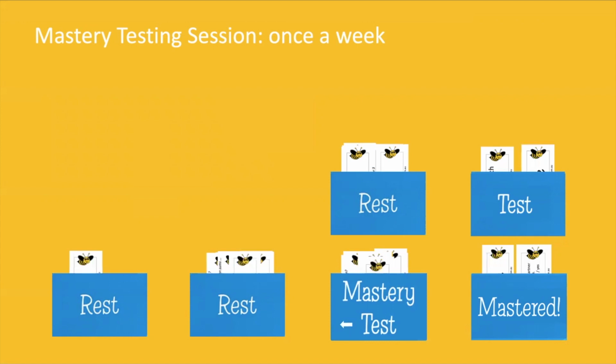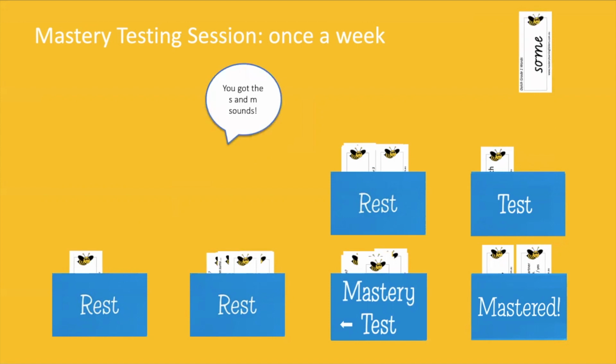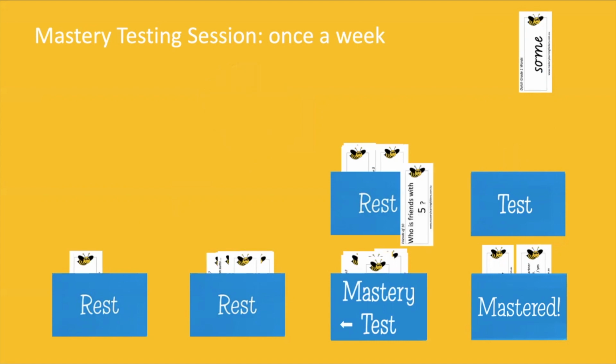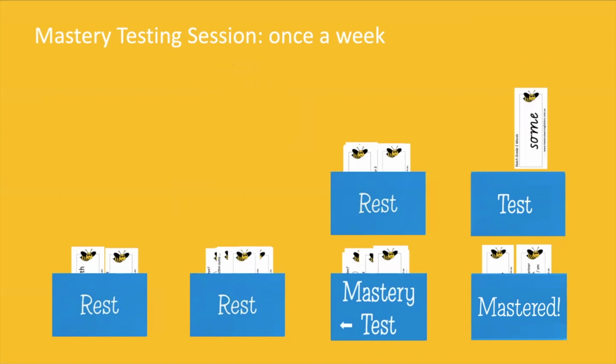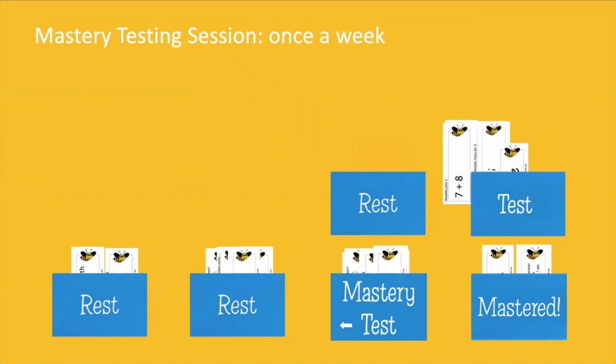The division fact was remembered. It moves forward. The sight word wasn't, so you could talk about the fact that some parts of the word are phonetic, some parts are not. And who is friends with 5 was recalled. So the incorrect flashcard goes back to the same pocket, and the bundle in the rest pocket comes up together to the next pocket.